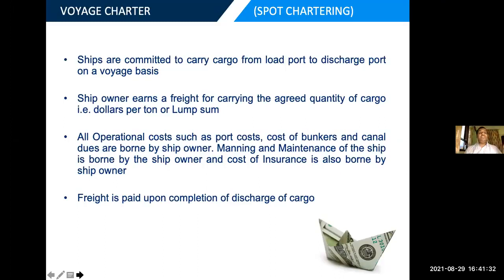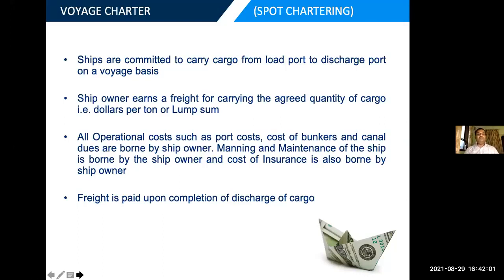Another way is that you just give a lump sum freight. For doing a voyage from loading at A port to discharging at B port, I need a lump sum freight of $750,000. 750,000 is the freight that is payable, irrespective of what quantity is loaded. That is called lump sum freight. All operational costs such as port cost, cost of bunkers and canal dues are borne by the ship owner. In voyage charter, it is the ship owner.